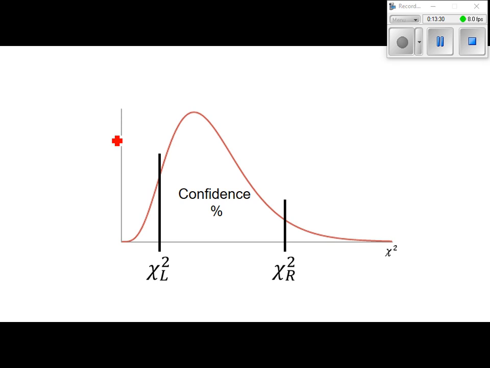So again, this is what we talked about. Your confidence percentage is in the middle here, if it's 90, 95, 99, whatever it is. And then these edges, you're splitting up whatever's left over, and half goes on one side and half goes on the other.